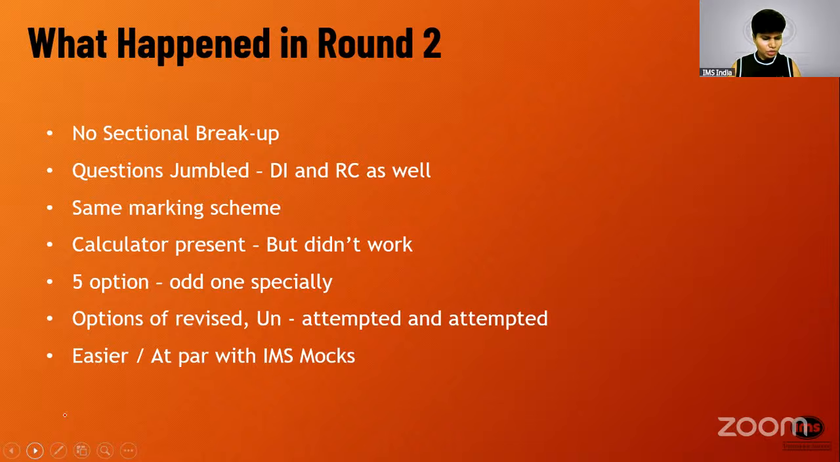Can you put it in the comments? Rajni has attempted 115. So I think you are one of the few students who has attempted more than that, Rajni. Most of them are actually around 85 to 100.